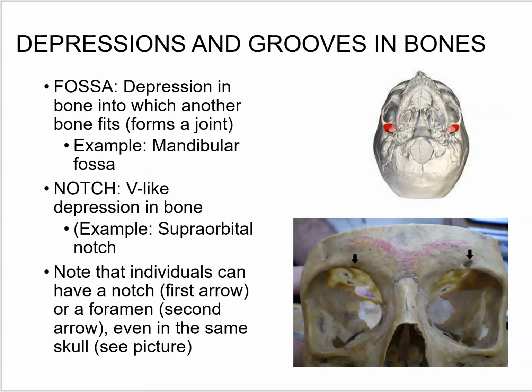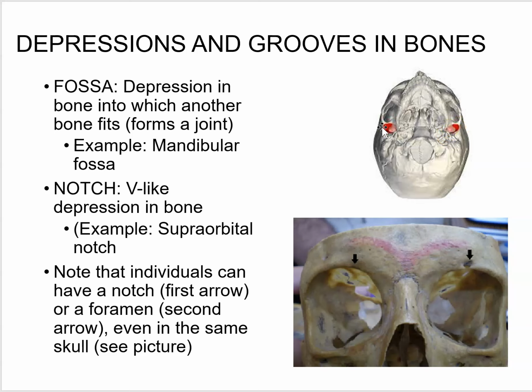We can also have depressions and grooves in bones. A fossa is a depression in a bone, and we're going to put a joint in that bone. So the depression is ready for another bone to attach to it. In the case that we're seeing here, if we took the lower jaw, the mandible, off of this skull, the two parts of that jaw would fit into the rest of the skull here and here, because where these red parts are is a depression.